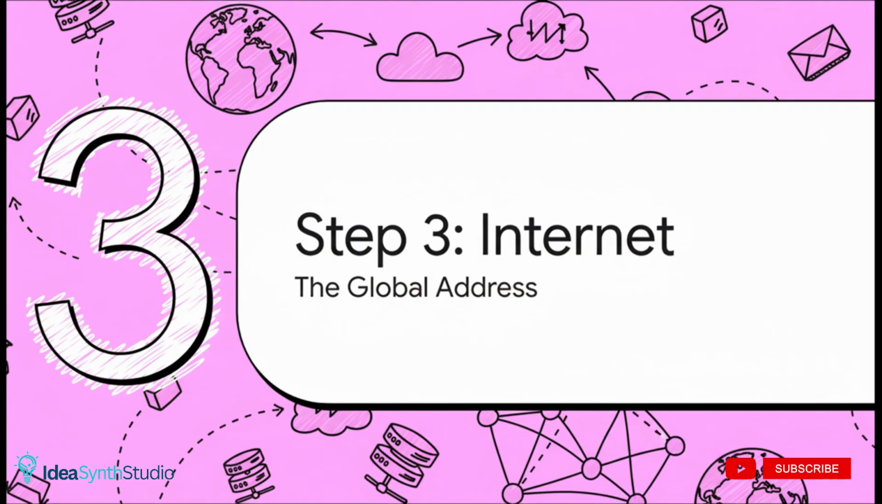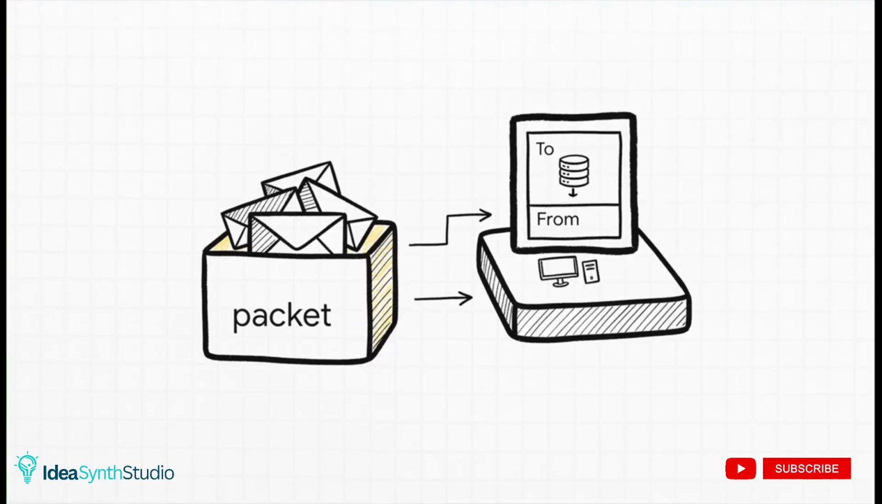Okay, our data is all chopped up and packaged, but where's it going? How does it find its way across the globe? Well, that's where step 3, the internet layer, comes in. This layer is the addressing department. It takes those little packages from the last step and puts them into a digital envelope. We call this a packet. And on that envelope, it stamps the to and from addresses, the IP addresses. This is the global address that allows your data to travel literally anywhere on the internet.